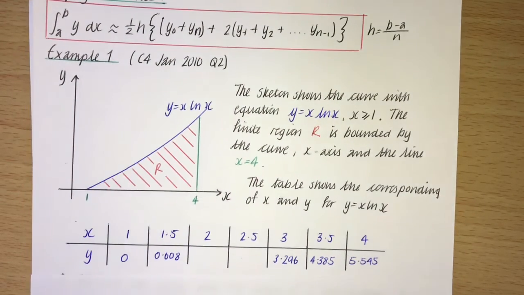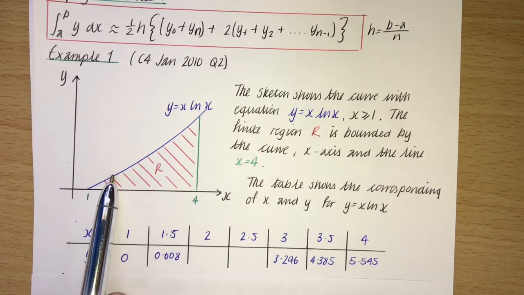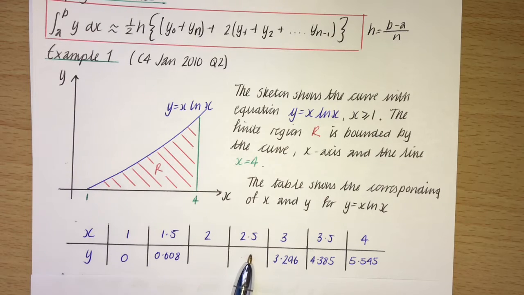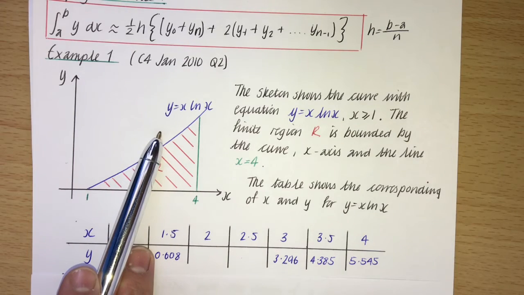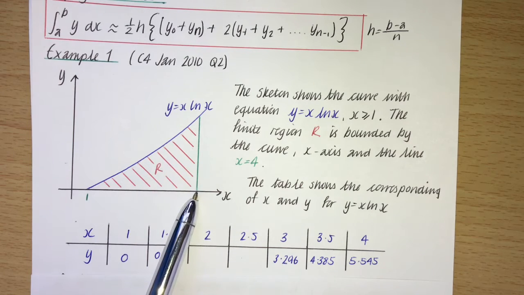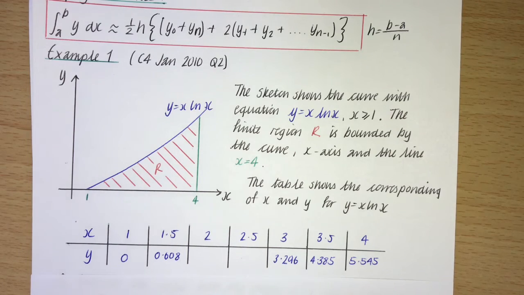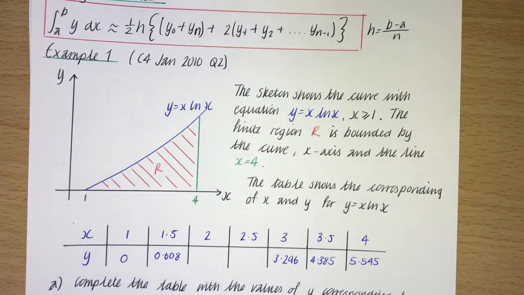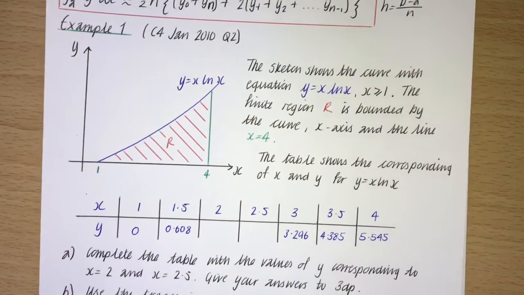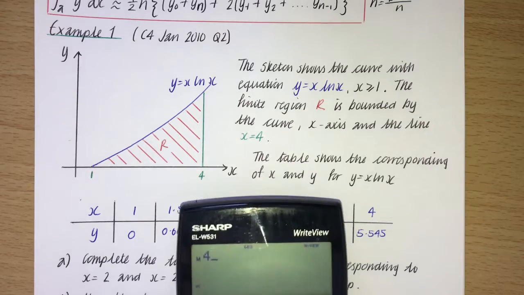So when x is 1, y is 0. When x is 1.5, that's 0.608. 2 and 2.5 aren't given. 3 is 3.296. 3.5 is 4.385. And when x is 4, y has a value of 5.545. So the first part of this question is complete the table with the values of y corresponding to x equals 2, x equals 2.5. So that is easy enough.